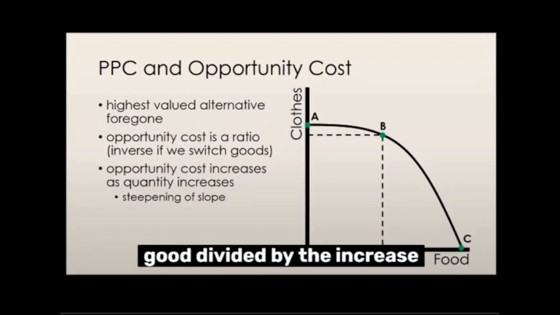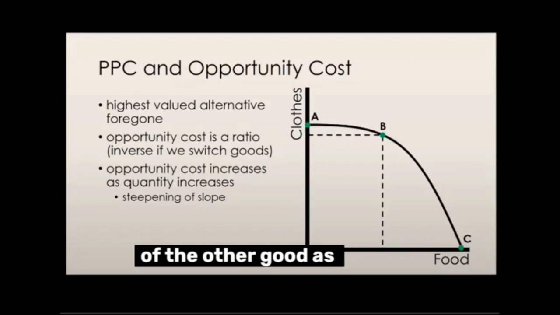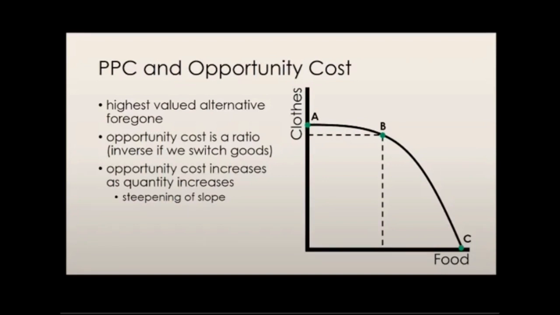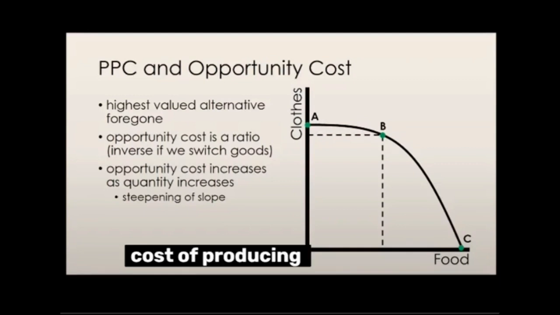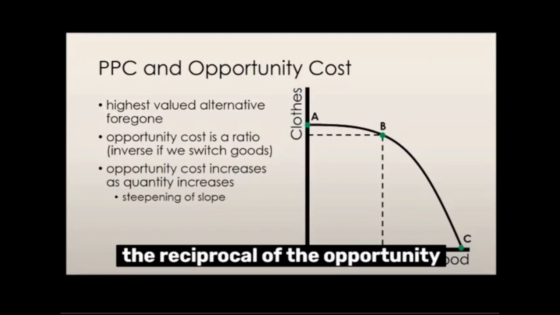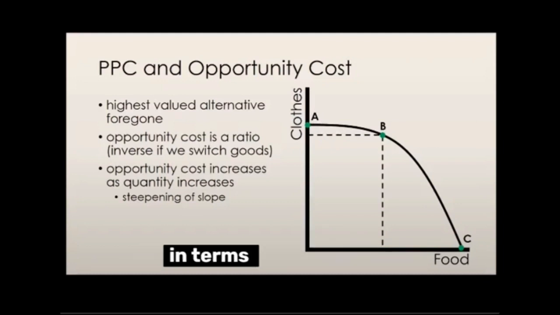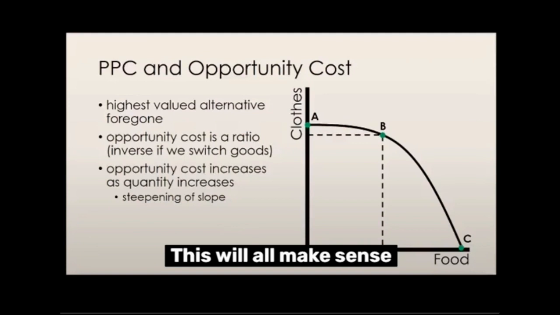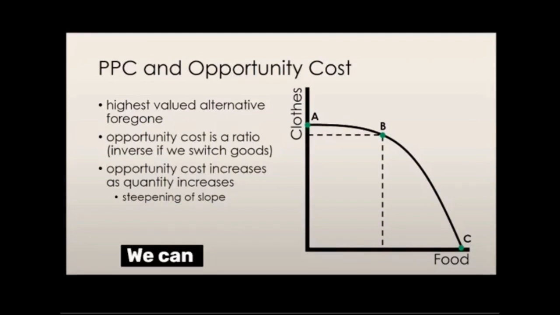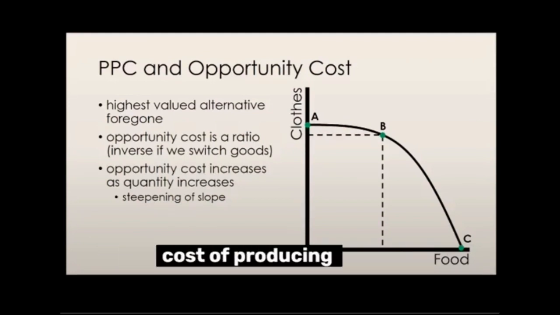It is the decrease in the quantity produced of one good divided by the increase in the quantity produced of the other good as we move along the curve. Because this is a ratio we're talking about, the opportunity cost of producing more clothes in terms of food is simply the reciprocal of the opportunity cost of producing more food in terms of clothes. Like I said, just bear with me, this will all make sense in a minute.